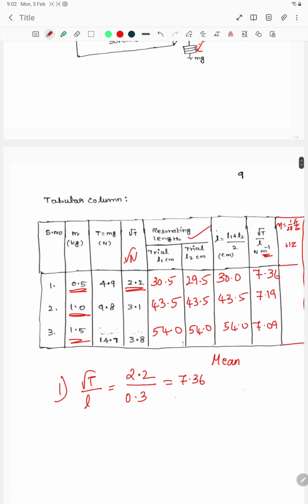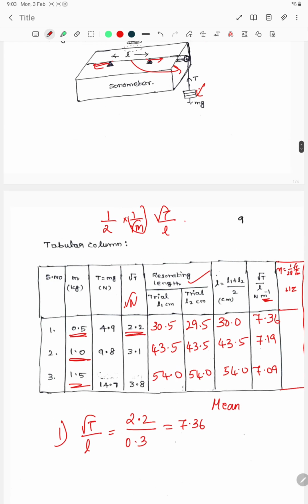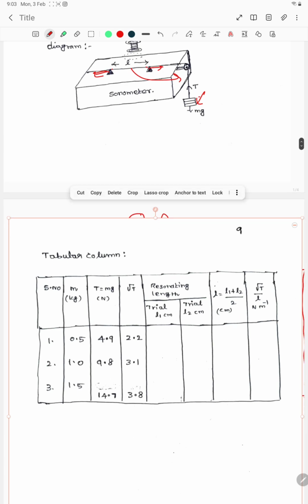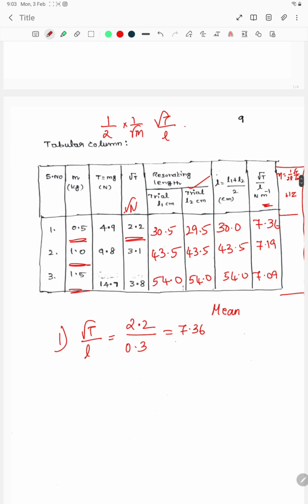So what you will do in this formula is 1 by 2 into 1 by root M into root T by L, isn't it? So what is 1 by root M? In our lab, we are using the 1 by root M value as 29.72. So that divided by 2 is going to give me 14.86. So keep that value in mind. 14.86 is the value of 1 by 2 root M.